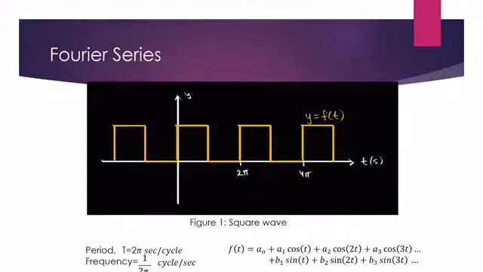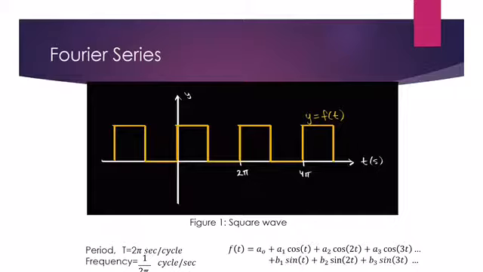As you can see from the picture, this is called a square wave. The square wave completes every cycle every 2 pi seconds. So to present the period, T is equal to 2 pi seconds per cycle, and the frequency is 1 over 2 pi cycles per second, which can also be represented by hertz.